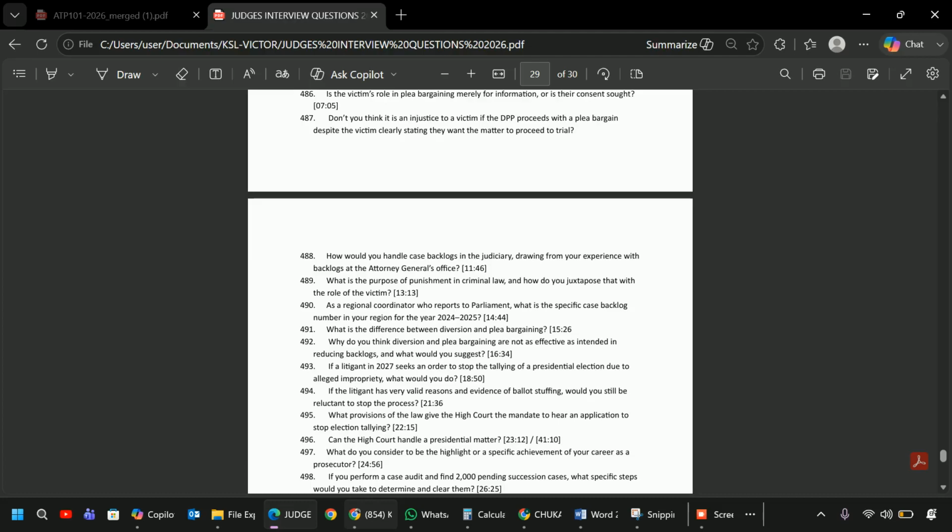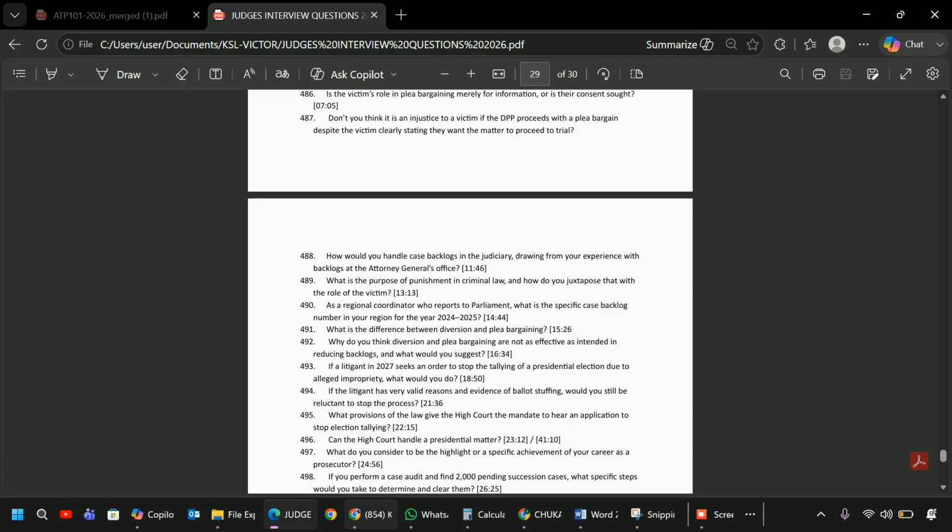If you look at the differences between the two across various heads, first the stage: diversion is ideally pre-charge or early post-charge, to exit the criminal trial process, while plea bargaining is only after charge and before judgment. Then the outcome: diversion typically leads to no conviction because the case is resolved through conditions such as apology, compensation, counseling, community service, depending on the problem. Plea bargaining ends with a conviction on a guilty plea to the agreed charge or charges once the court accepts or records the agreement.